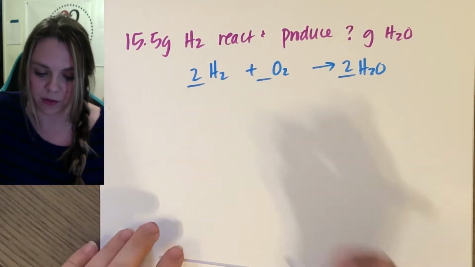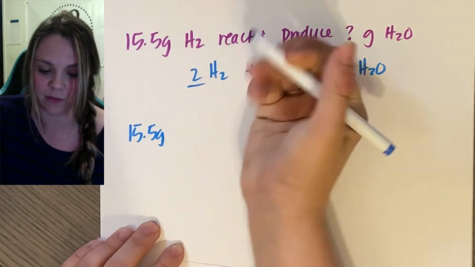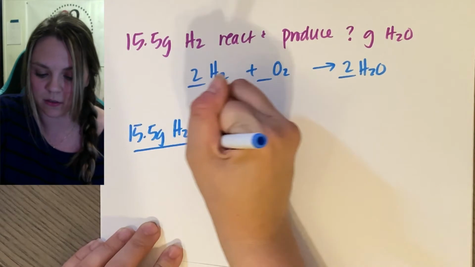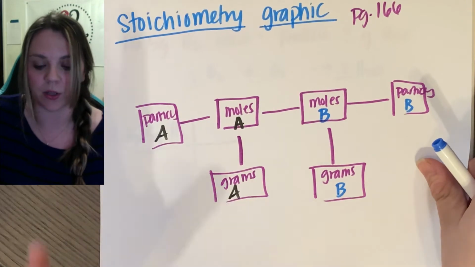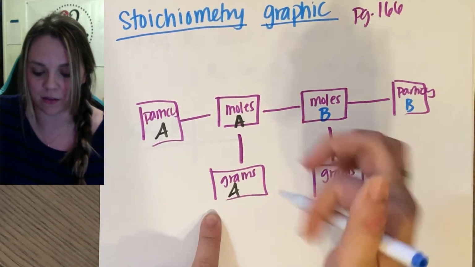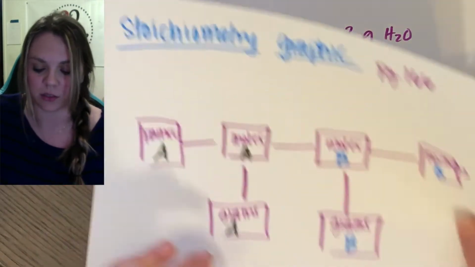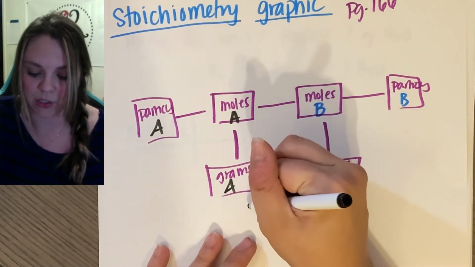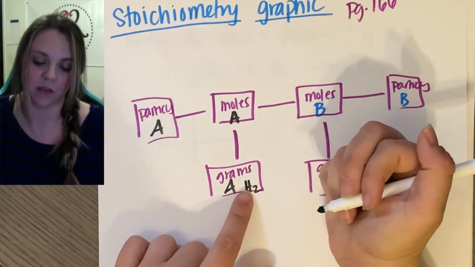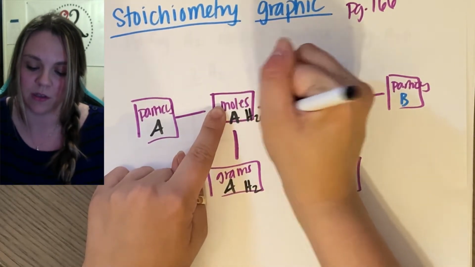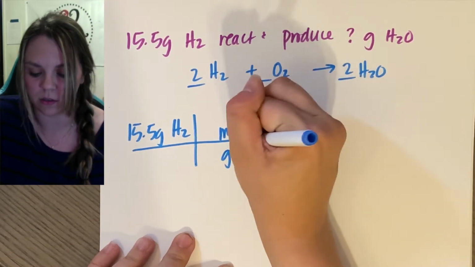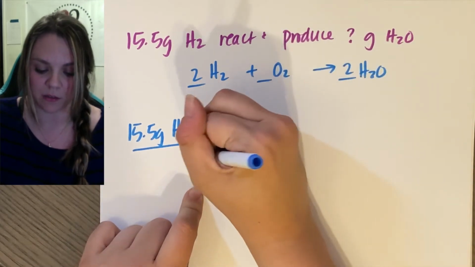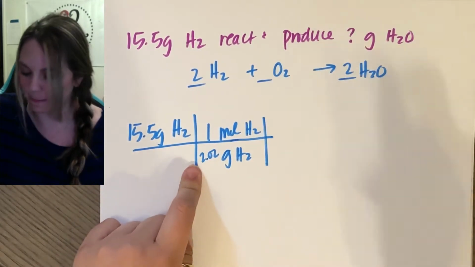So you start with your given. You have 15.5 grams of H2. You want to figure out grams of H2O. So you started with grams of particle A, of substance A. In this scenario, I'm starting with H2. So I need to go from here to moles of substance A, which is H2. So get out of grams, get into moles. And to do this is molar mass, so 2.02 to 1 mole.